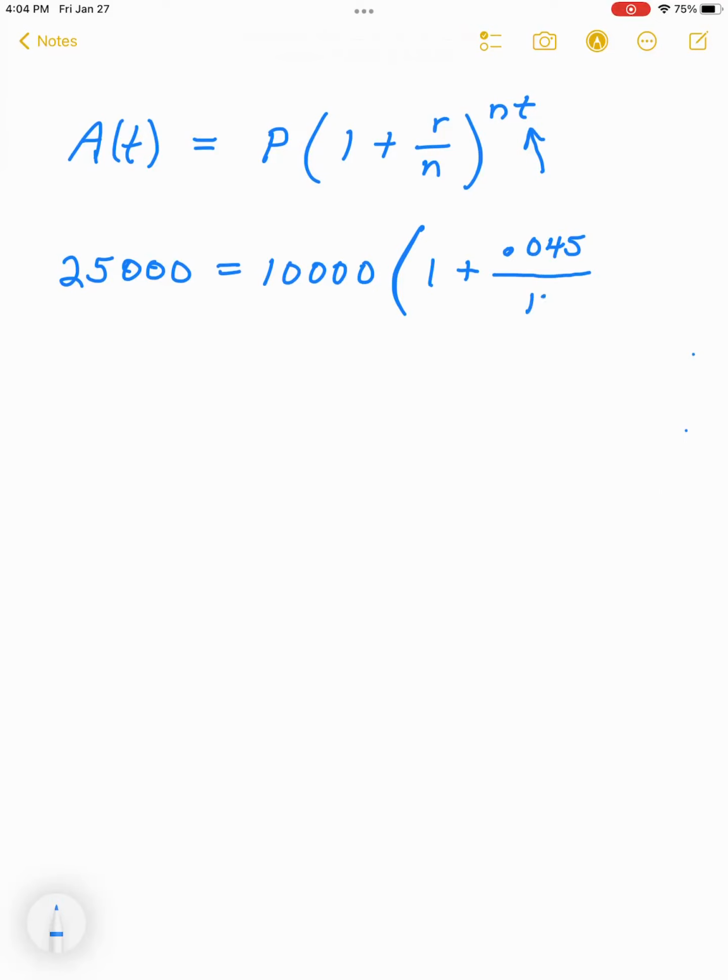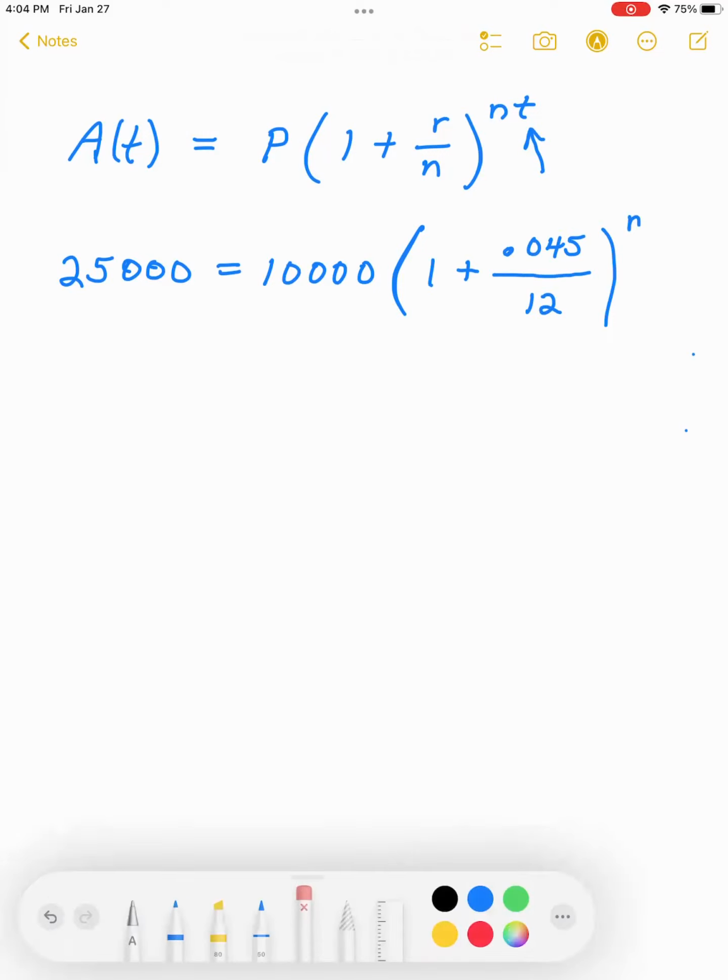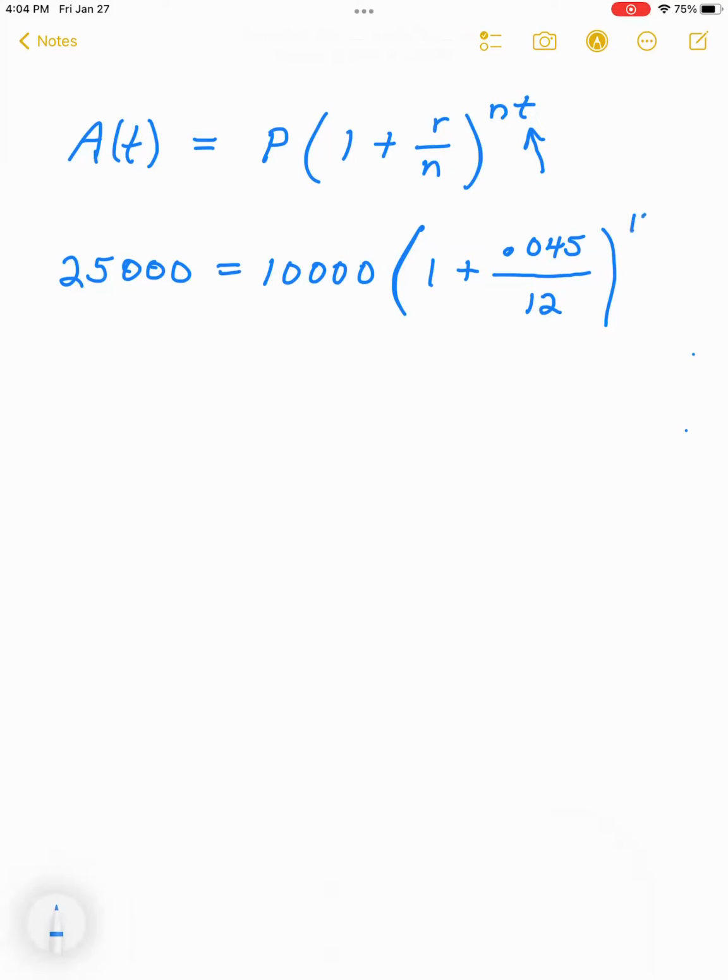That's going to be divided by 12 in this example. I was going to write n, but n we know is 12 in this example, right? So plug in 12 and then times t. We don't know the t just yet.